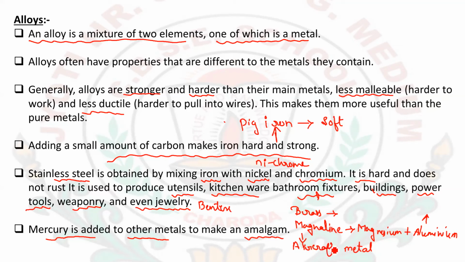Aircraft metal. So when aluminium is alloyed with magnesium, it forms an alloy known as magnalium. This magnalium is more durable than aluminium, and it is lighter also. It is much lighter and much stronger than aluminium. Hence this alloy is also known as aircraft metal.